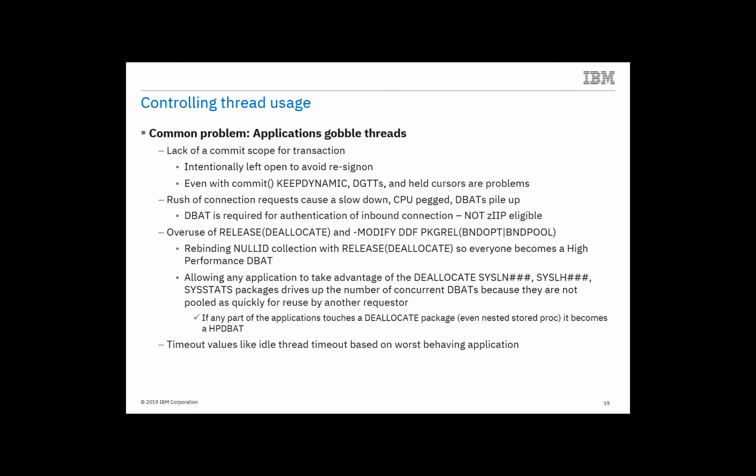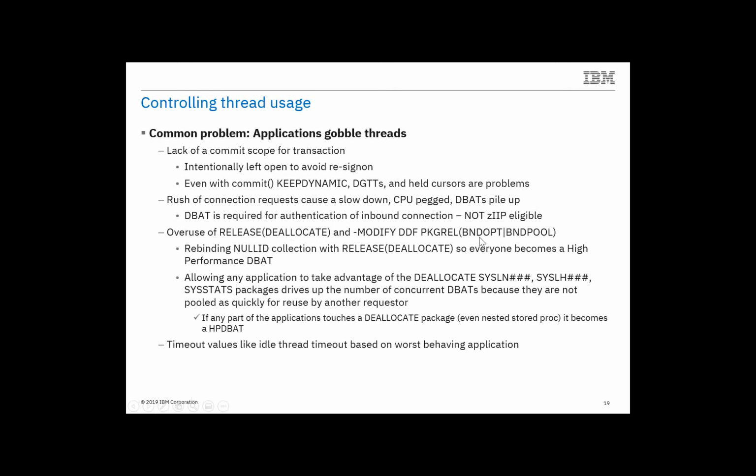So if you see a flood of connection requests come in, each of those is going to need a DBAT to authenticate, to either reject them or allow them in. And that authentication isn't part of the enclave because we need to know who they are before we put them on an enclave, and hence they're not zIIP eligible. So we've seen customers, a lot of times at certain points of the day, a rush of connections equals hit max DBAT equals CPU burn. So if we can manage these connection requests on the front end, you can help yourself a lot.